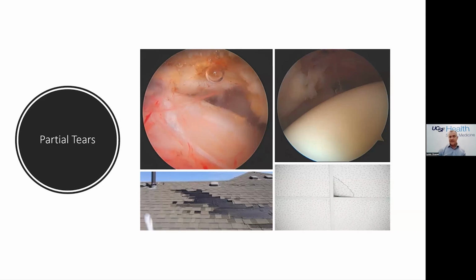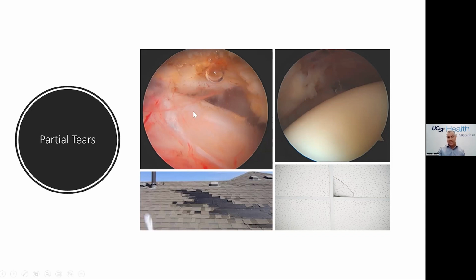Partial tears are slightly different, but in many cases, these are relatively benign. And the way I describe this to patients is that your rotator cuff is like the roof of your house. There's a top side where the shingles are, and there's a bottom side, the underside of the roof. A partial tear means that there are imperfections in the rotator cuff, but they don't go all the way through.